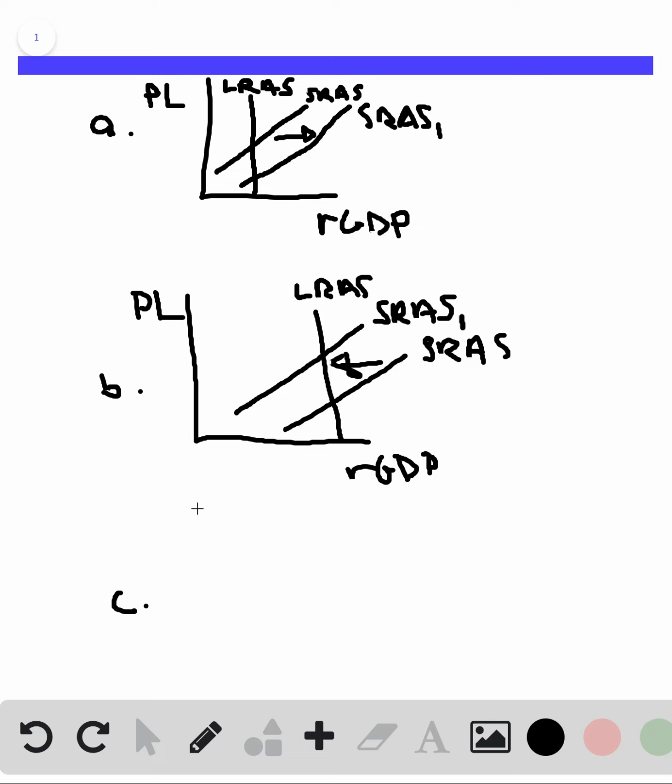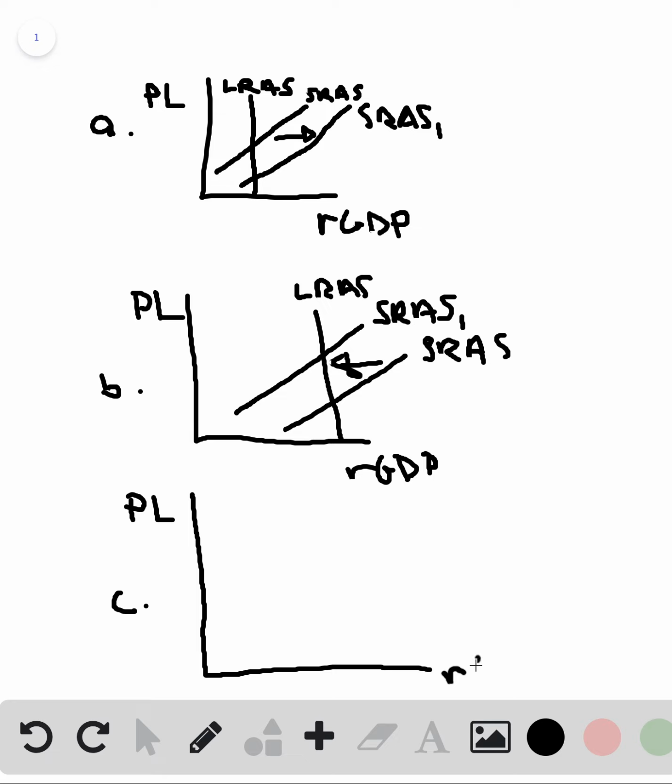And for situation C, where we also have price level and real GDP on our axes. Okay. We are going to have our long run aggregate supply curve and our short run aggregate supply curve.